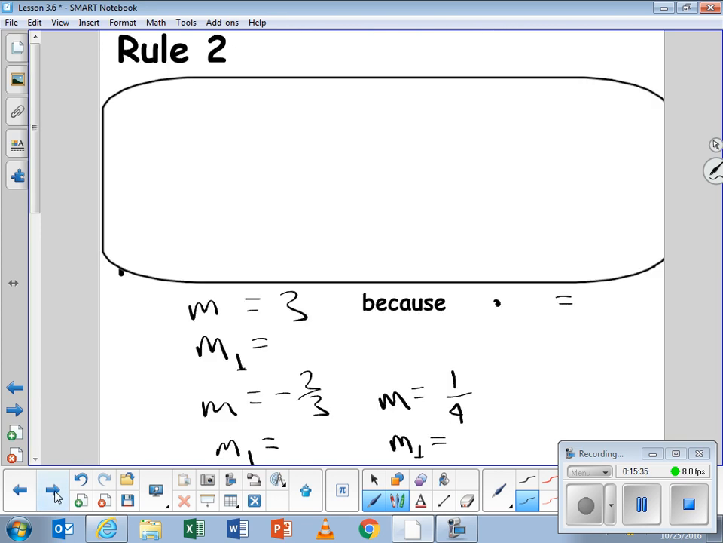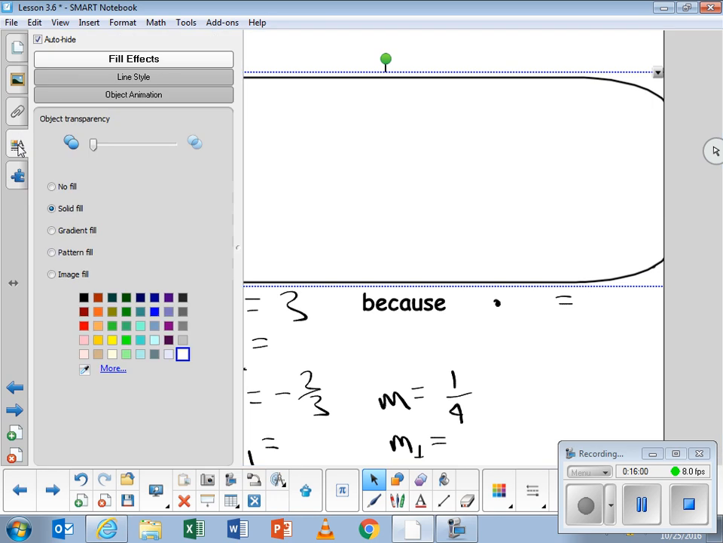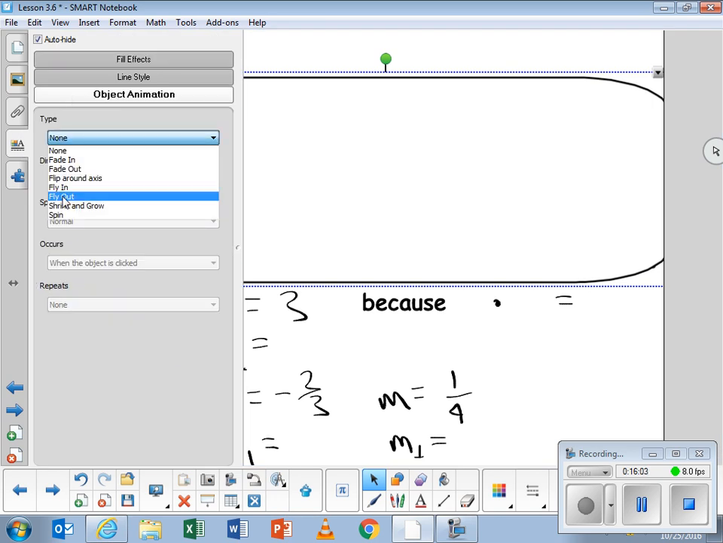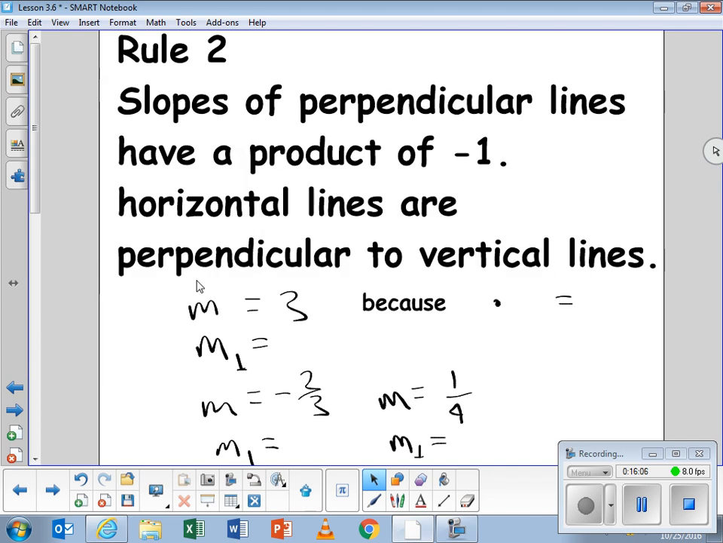Rule number 2. What do you think we're talking about in rule number 2? Perpendicular. Anybody know what the rule is already? You switch the slope to, like say if you had y equals 3x plus an m, you switch it to y equals 1/3 x minus 9. Yeah, it's a little different than that, but oh, I forgot to animate this. There we go. Slopes of perpendicular lines have a product of -1.